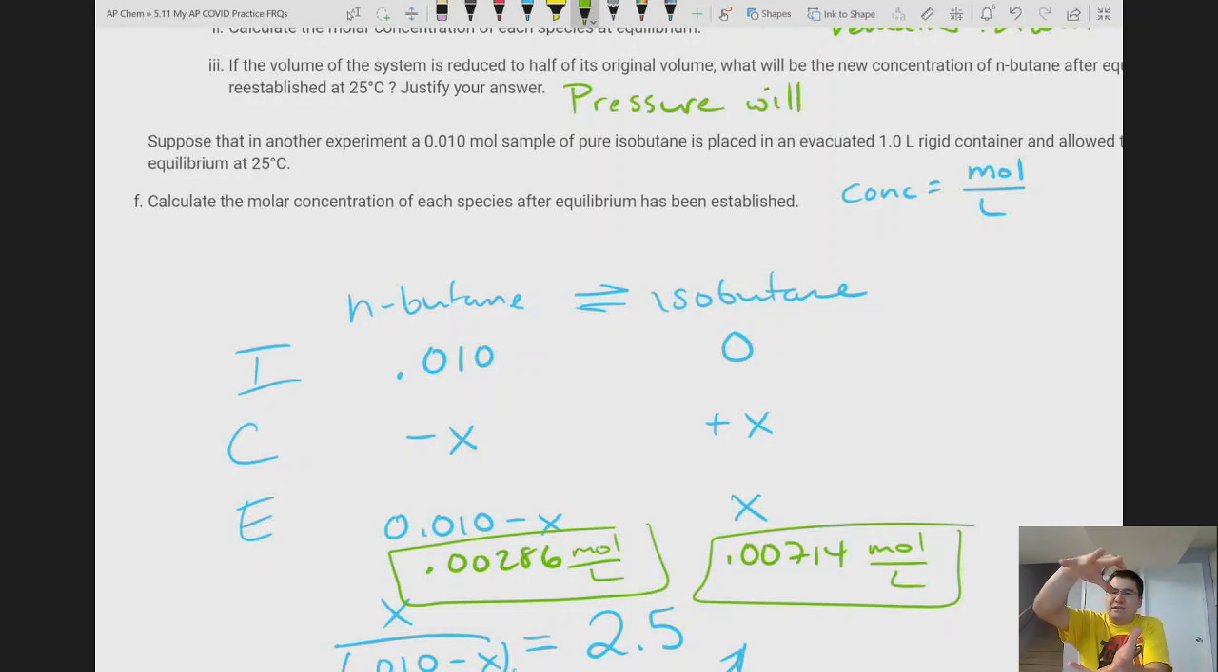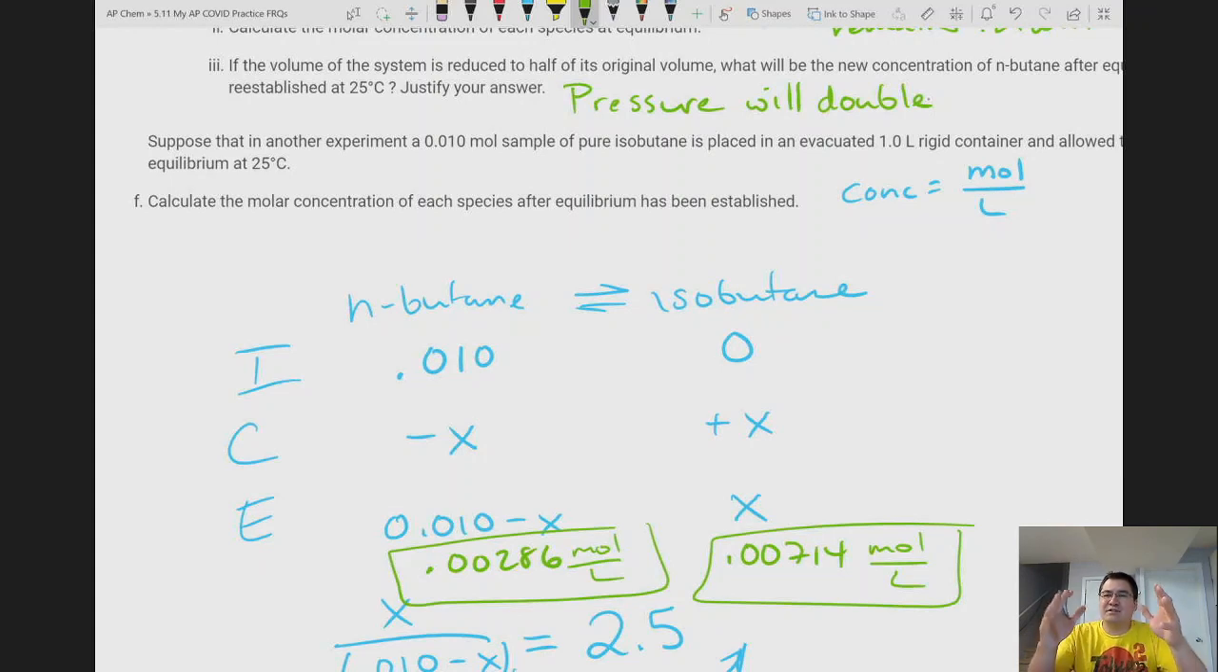If you make something half as big, what happens to the pressure inside? It should double. Yeah, the pressure will double, and here's where you have to remember: Le Chatelier's principle says when you squeeze gases, if there's a difference in moles before and after, then a new equilibrium will be established. In a 1-to-1 case, the change in pressure has no impact on the equilibrium status. So in this case, it doesn't.